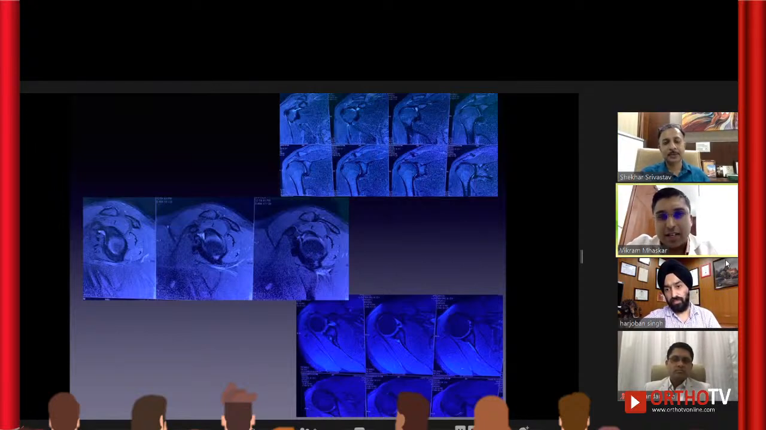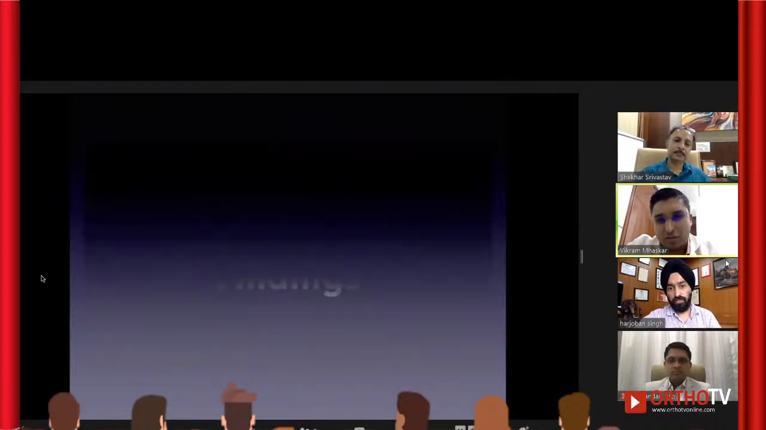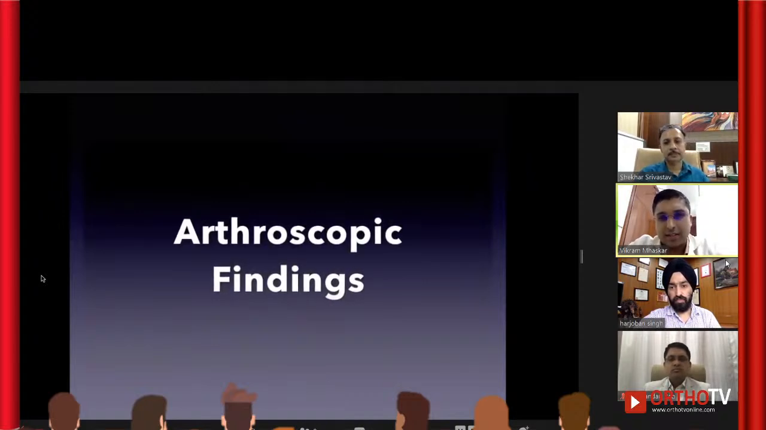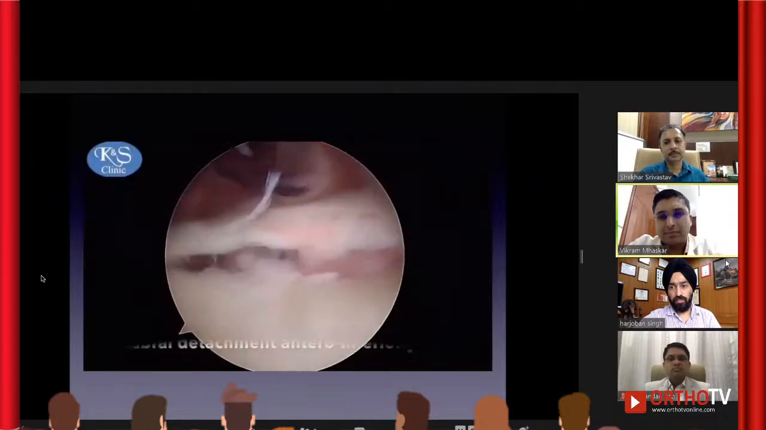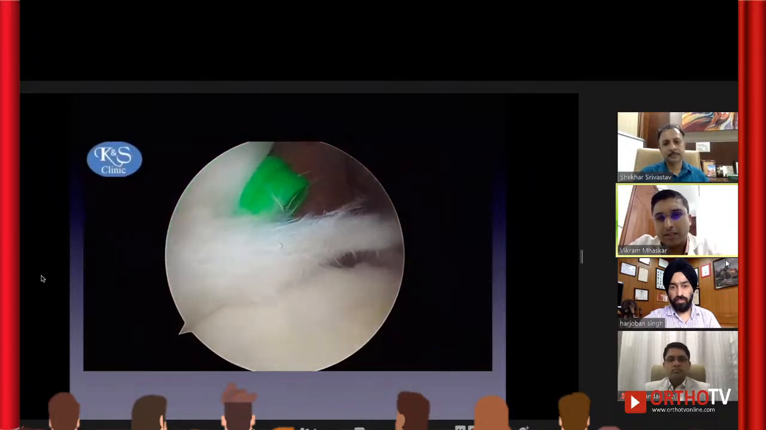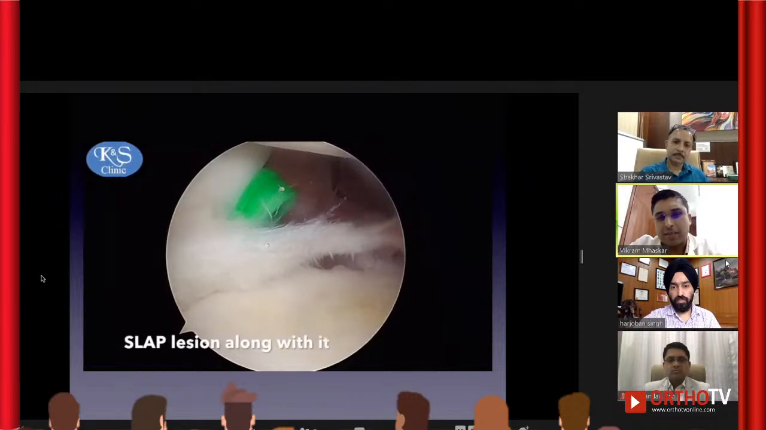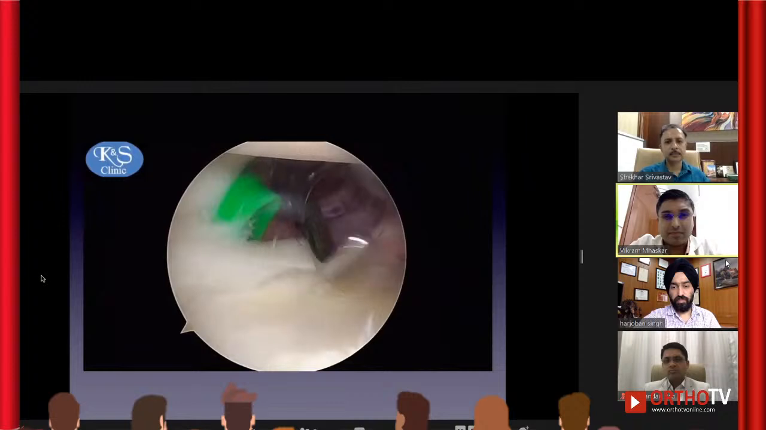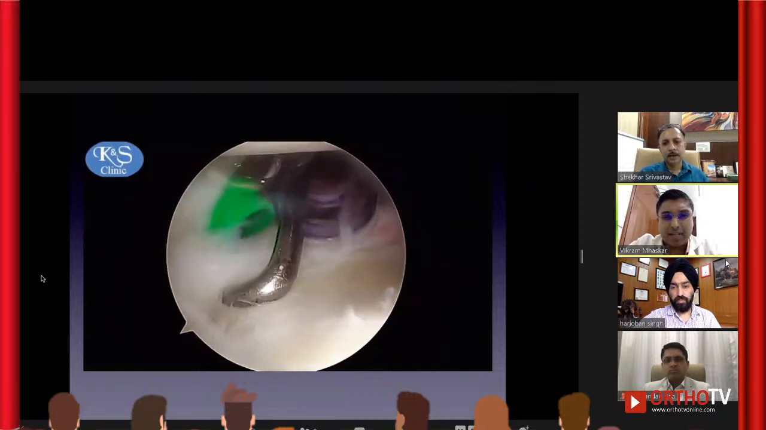Perfect. So now let's see what we saw arthroscopically. So these are my arthroscopic findings. This is viewing from the posterior portal. You can see a reasonable anterior labral lesion, and there is a SLAP tear associated with it.